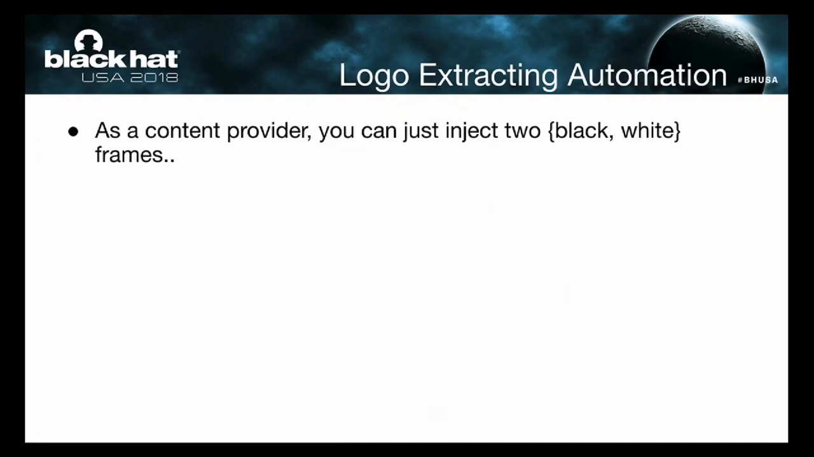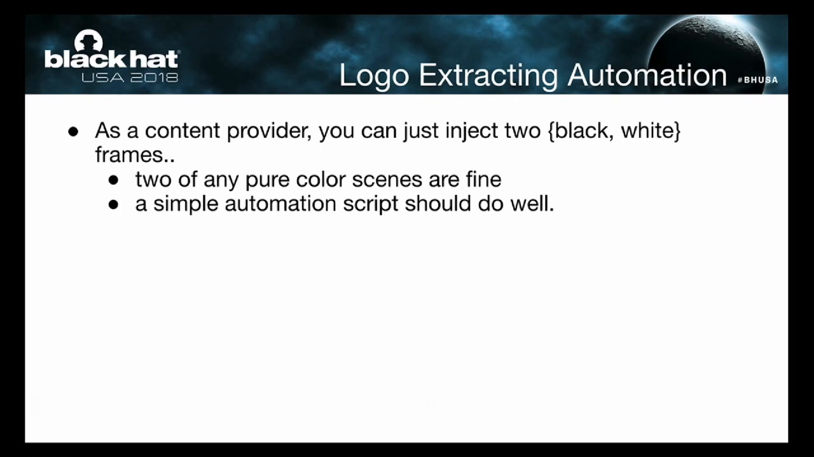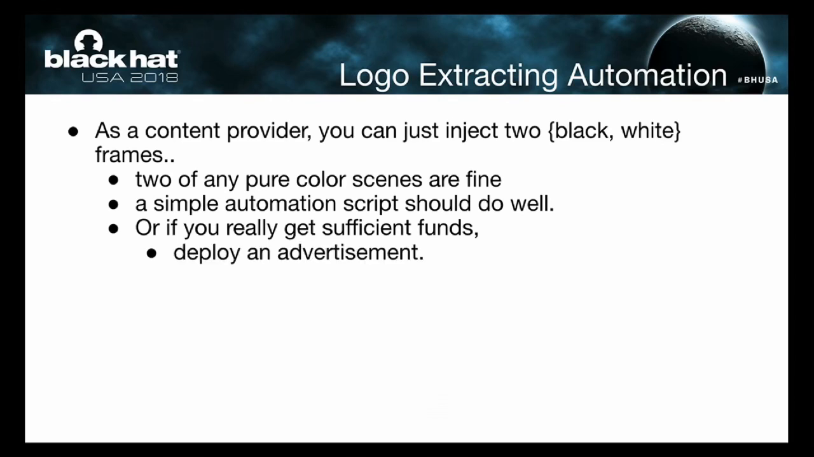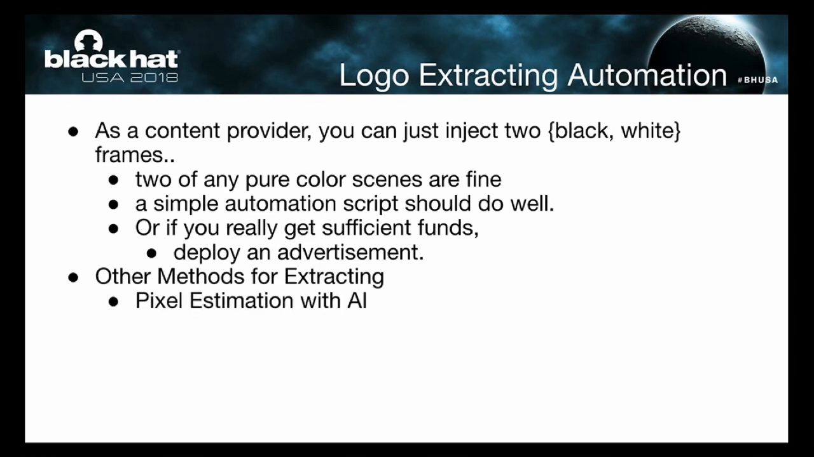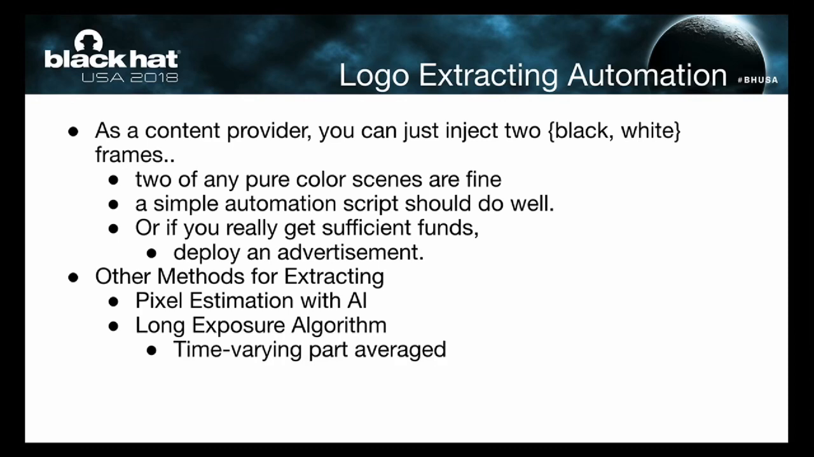After that, we think it's very easy to do automation, because as a content provider, you can simply inject those two frames into your streaming. Two of any pure color scenes are fine, I think. Then a simple automation script should do well. Or if you really get sufficient fans, you can deploy an advertisement to do this. And there are other potential methods for extracting, like you can do estimation with AI, or you can set up a long exposure algorithm, because all the other time-varying parts will be averaged.